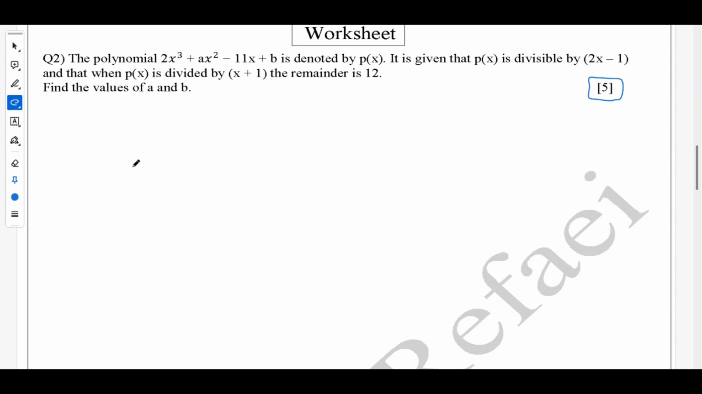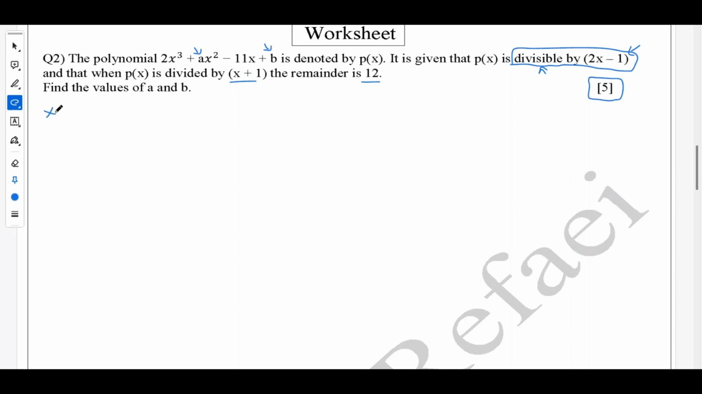Question number 2, it's 5 marks. The polynomial 2x cubed plus ax squared minus 11x plus b is denoted by f(x). It's given that f(x) is divisible by 2x minus 1. As I said, divisible means this is a factor and the remainder is 0. And that when f(x) is divided by x plus 1, the remainder is 12. Find the values of a and b. I'm not going to use long division because I have two unknowns, a and b. I'm going to use the factor theorem and the remainder theorem. I'm going to have two equations and solve them simultaneously.